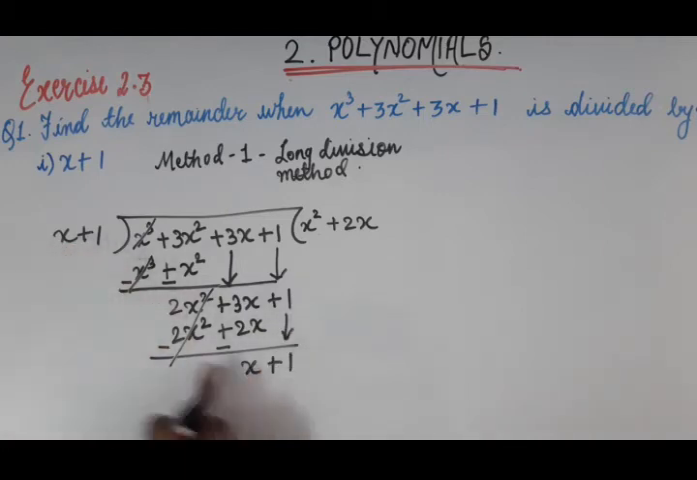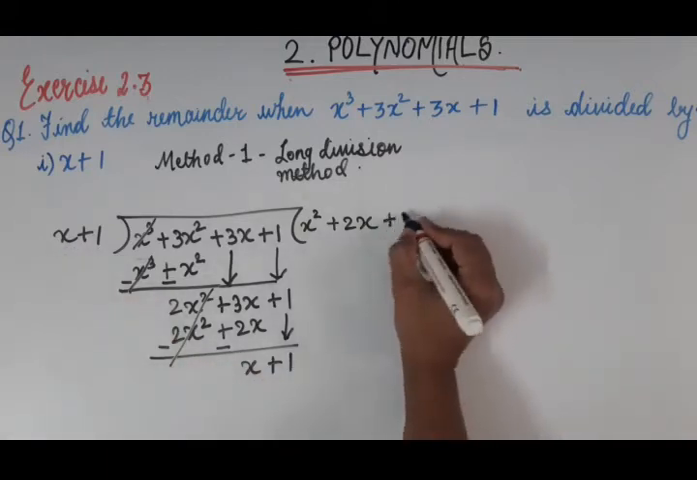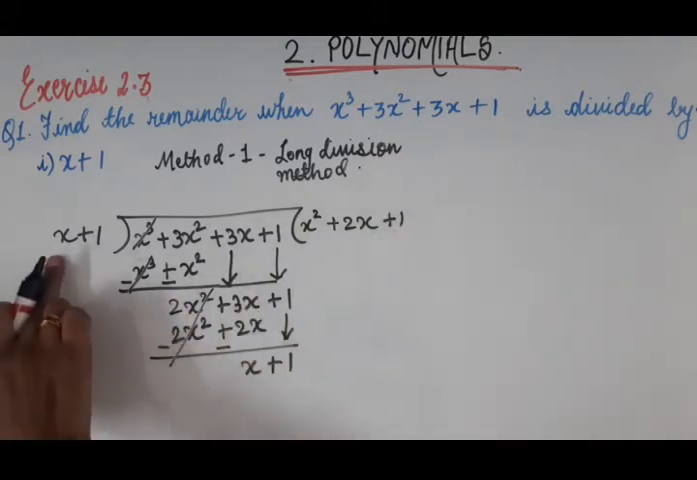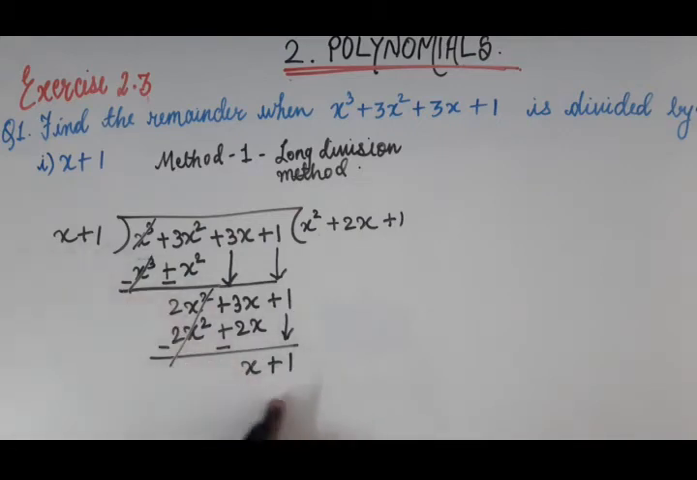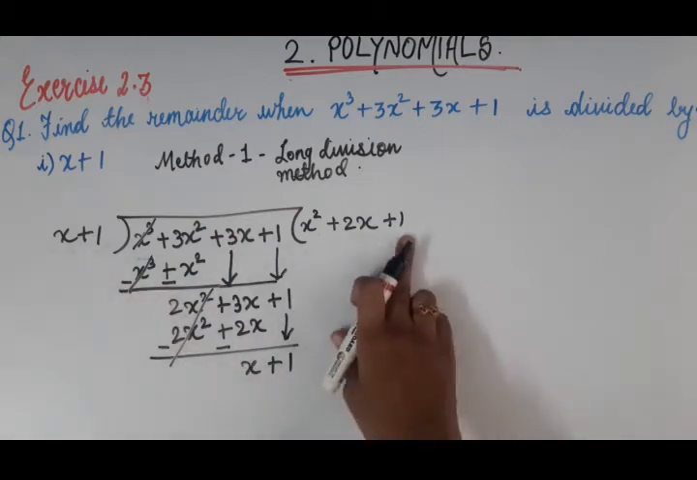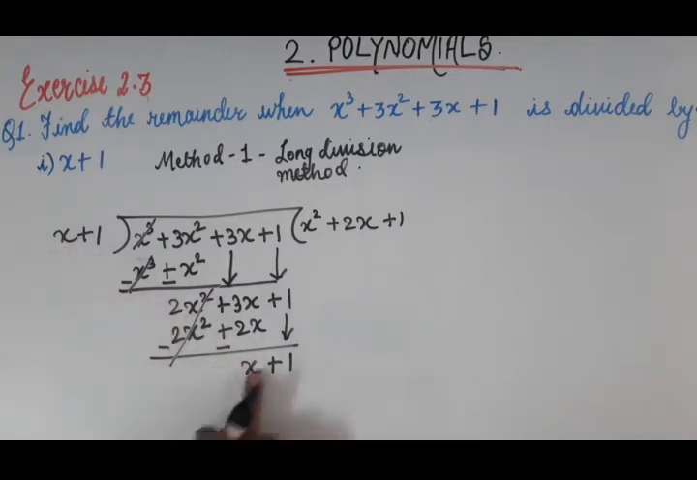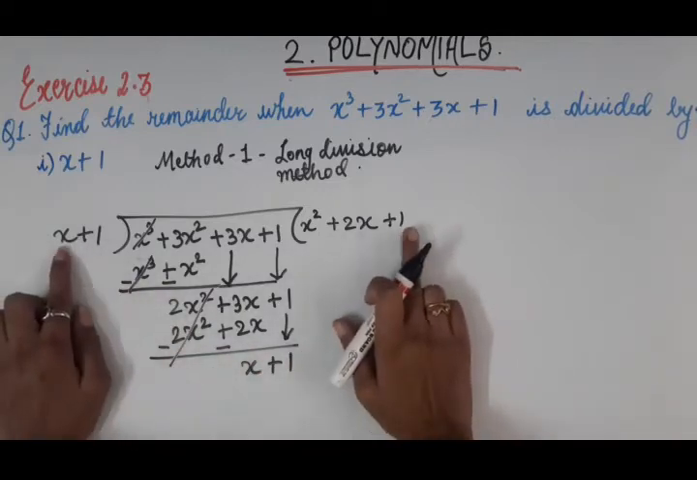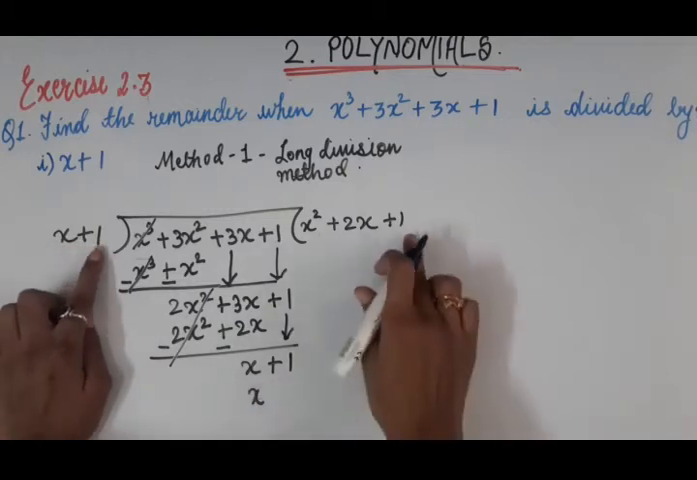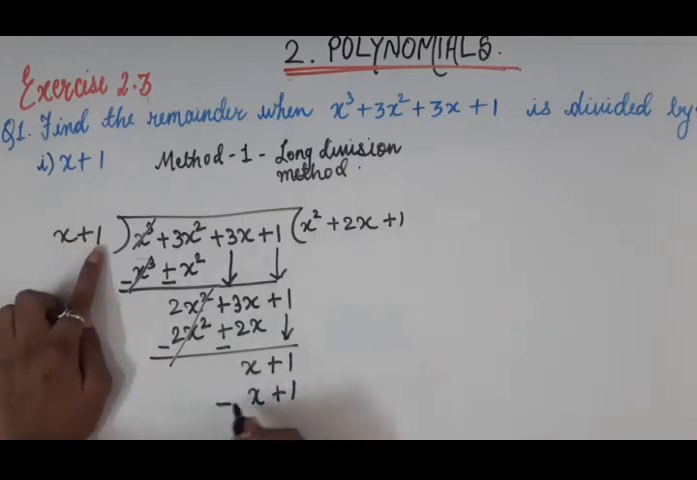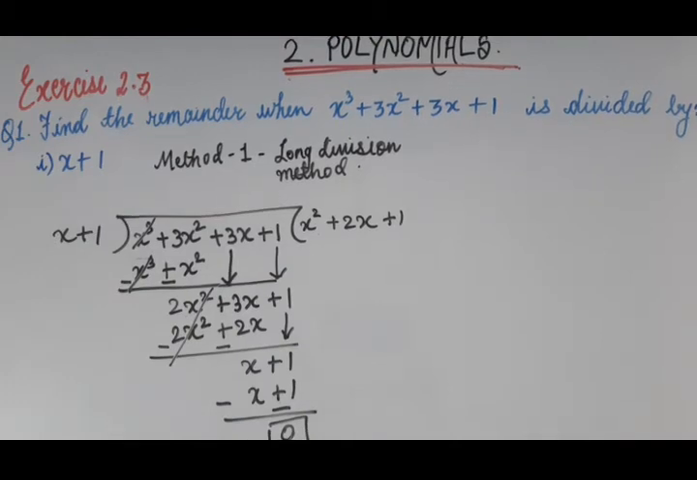Now, with what should I multiply this x so that I will get x? With 1, right? Or simply, you will see the divisor and dividend are now the same, so you have to multiply with 1 only. So x into 1 is x, then 1 into 1 is 1. Change the signs. So x gets cancelled, 1 minus 1 is 0. So you got the remainder 0.